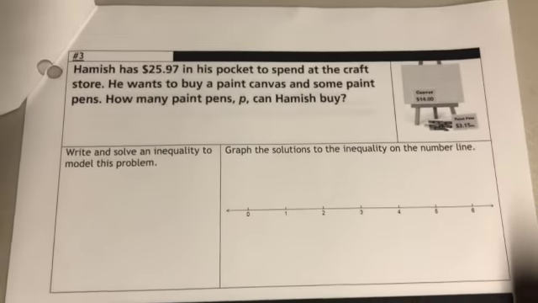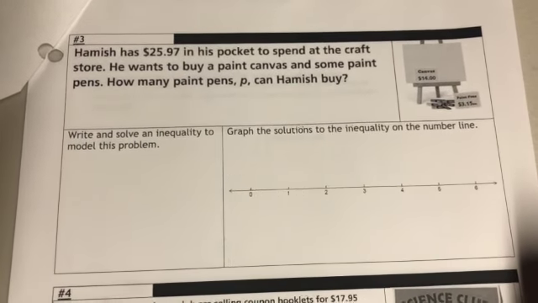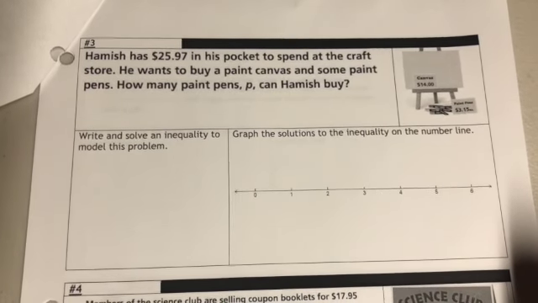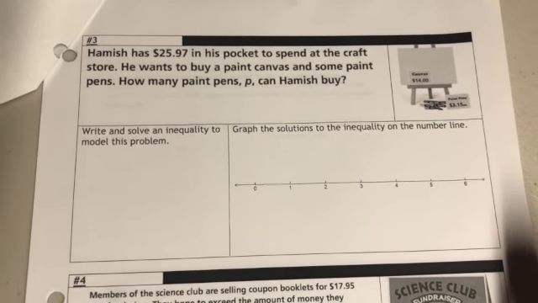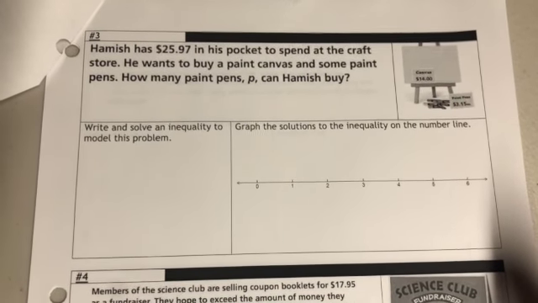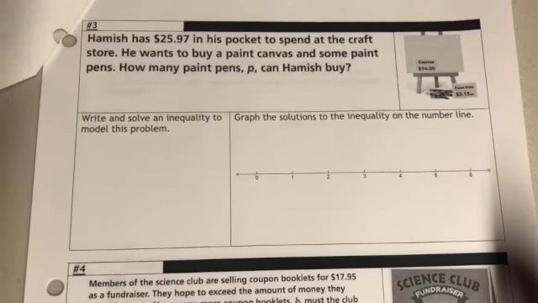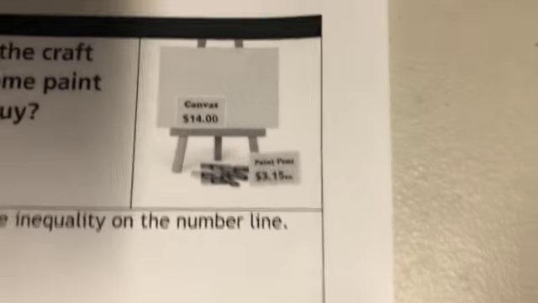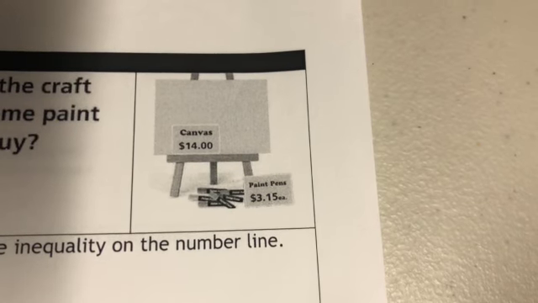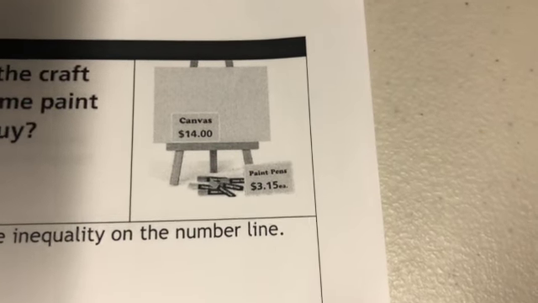So, looking at number 3. Hamish has $25.97 in his pocket to spend at the craft store. He wants to buy a paint canvas and some paint pens. How many paint pens P can Hamish buy? And if you look over here, you'll see that the canvas is $14 and each pen is $3.15.